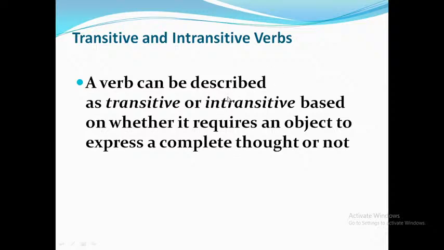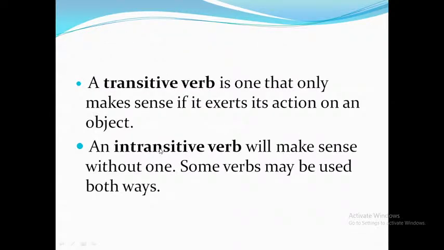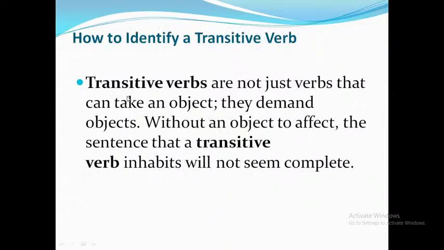A verb can be described as transitive or intransitive based on whether it requires an object to express a complete thought or not. Just now I discussed that a transitive verb is one that only makes sense if it exerts its action on an object. An intransitive verb will make sense without one. Some verbs may be used both ways. So how to identify a transitive verb?